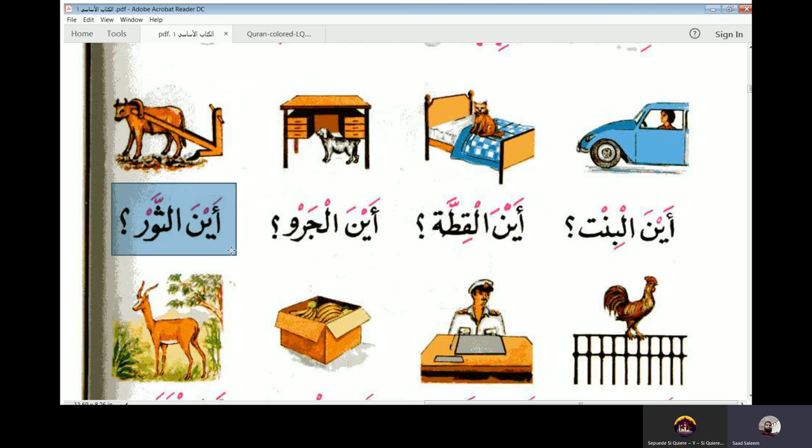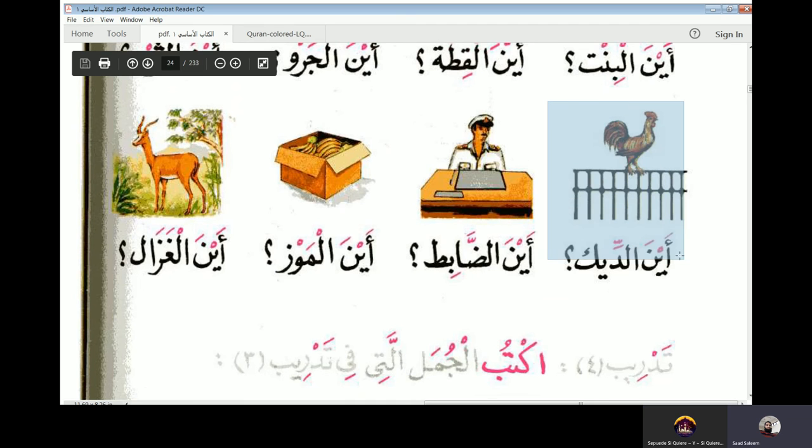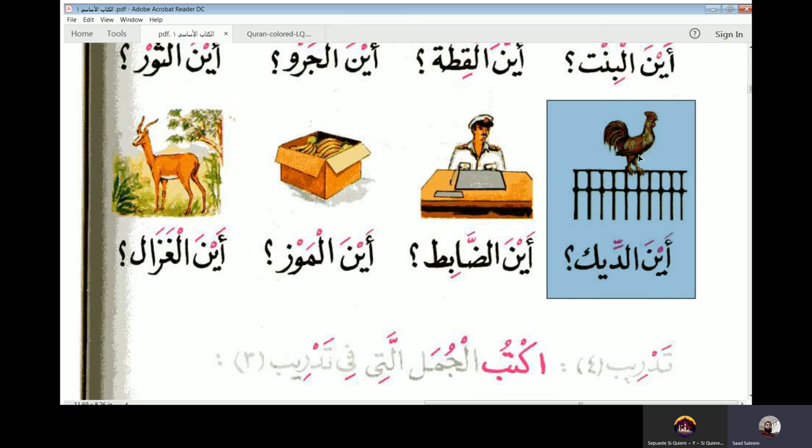أين الثور؟ Where is the ox? The ox is in front of the plow. الثور أمام المهراس. Then أين الديك؟ Where is the rooster? The rooster is on the fence. الديك فوق السور.